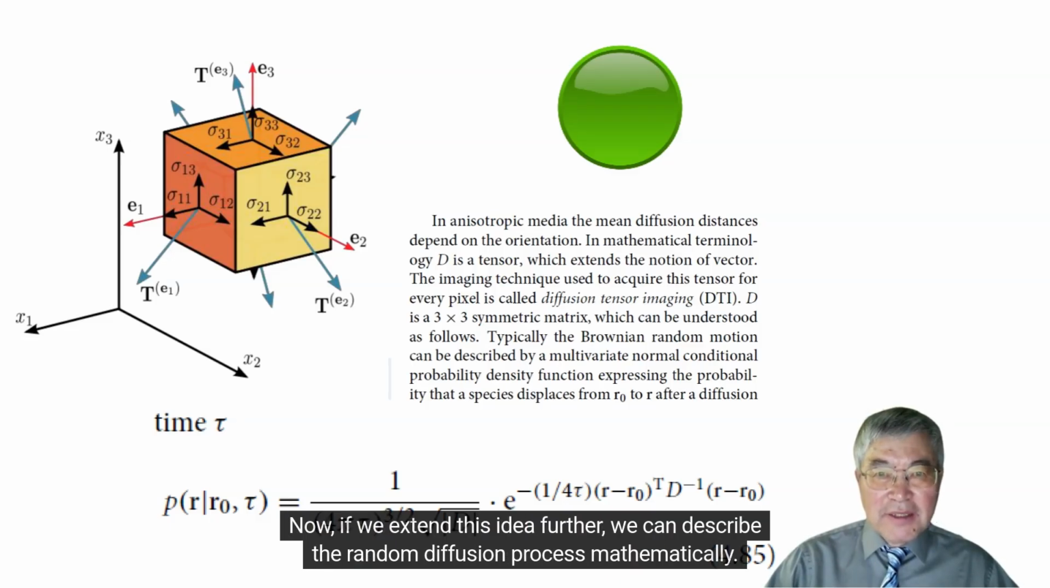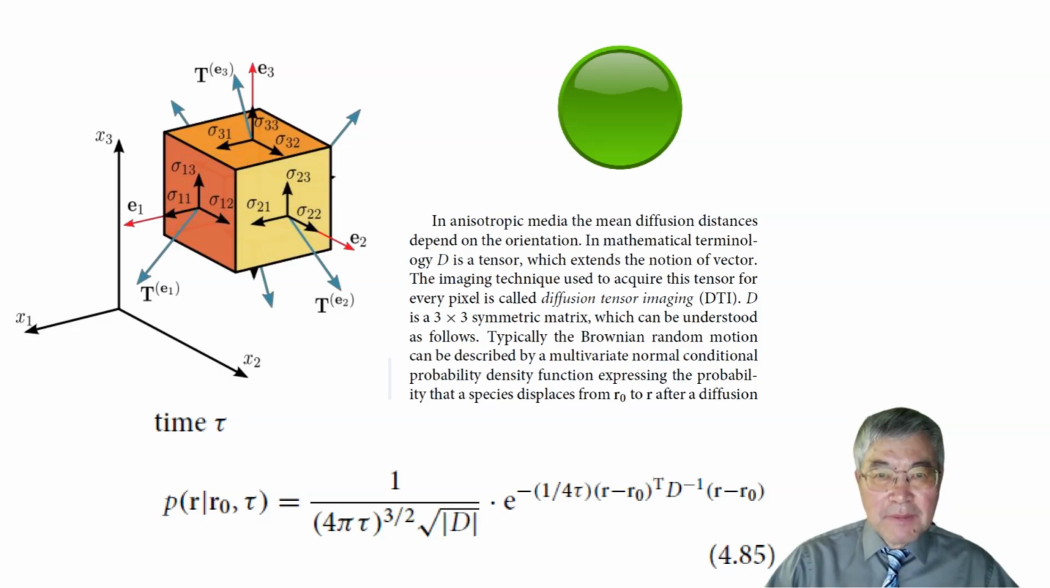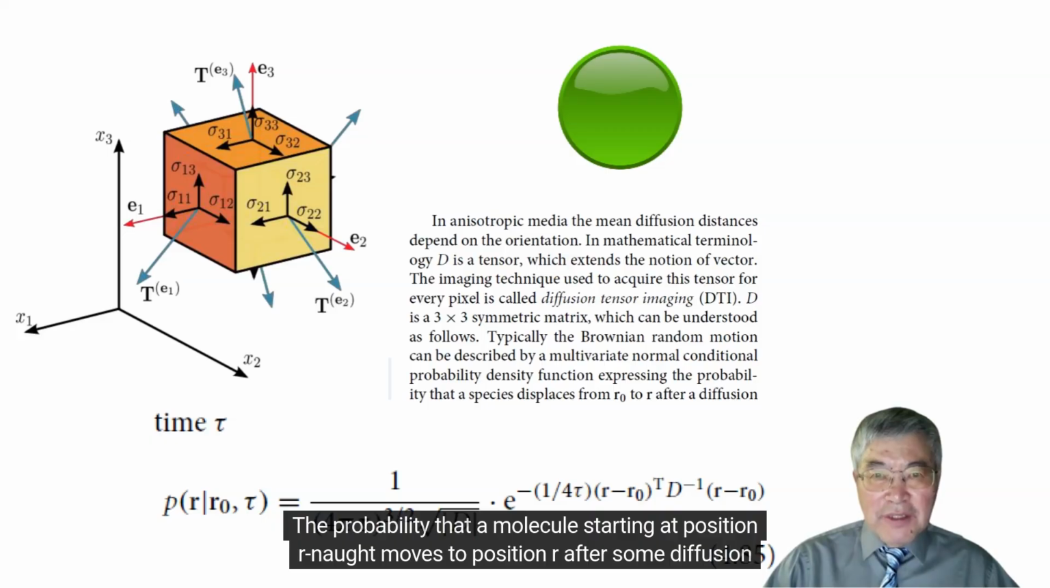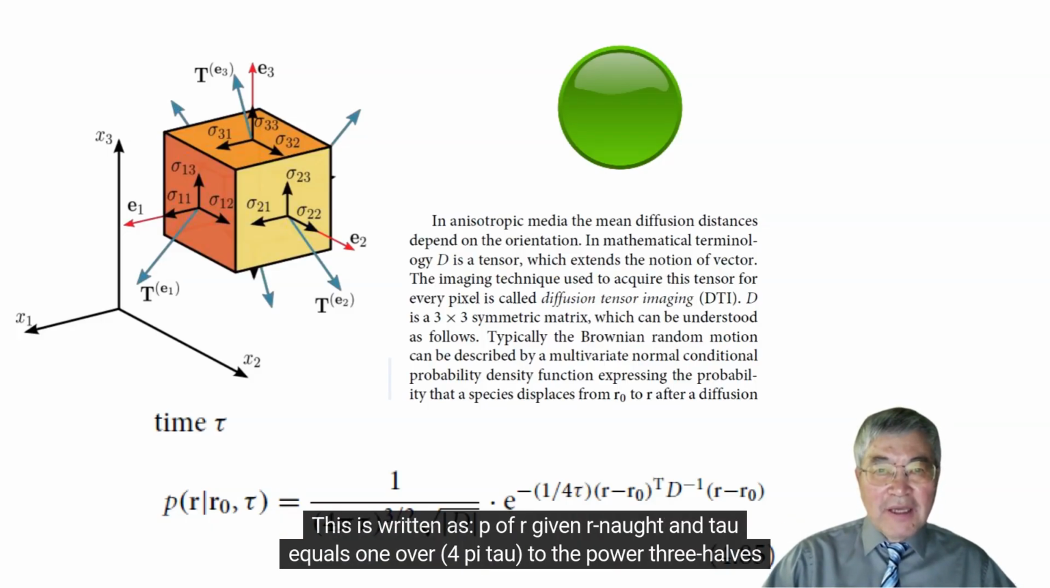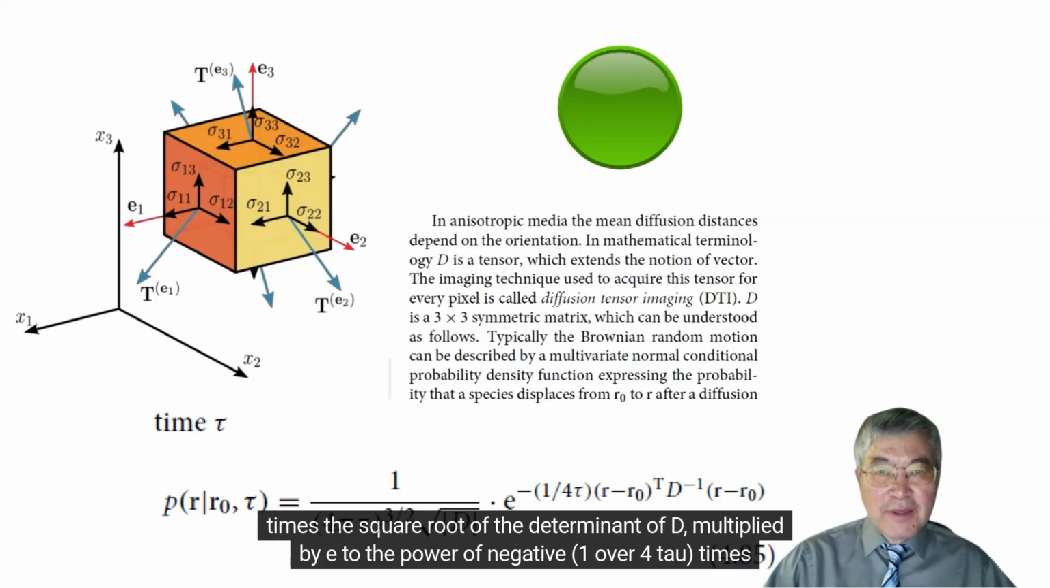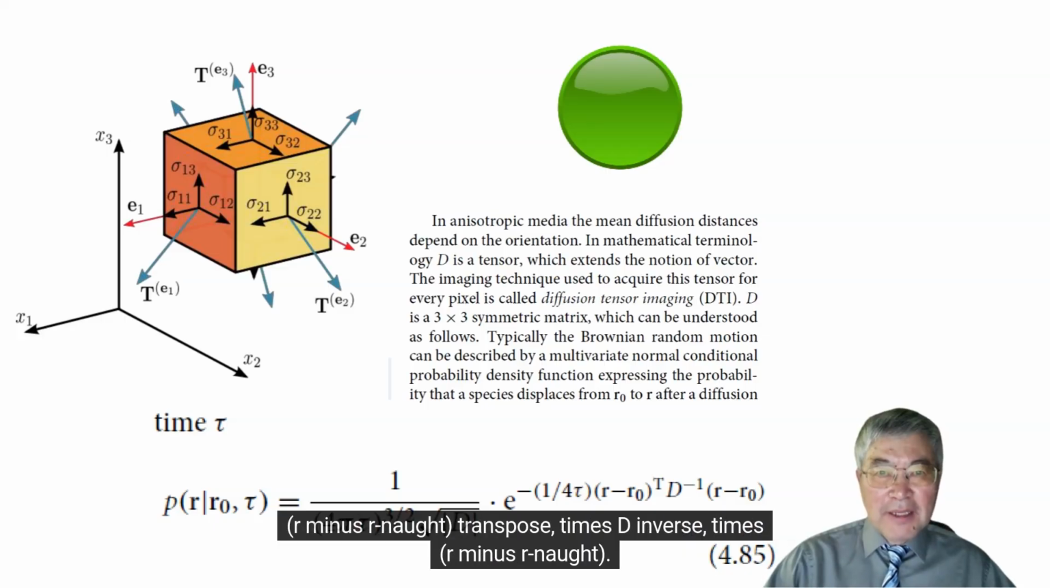Now, if we extend this idea further, we can describe the random diffusion process mathematically. The probability that a molecule starting at position R0 moves to position R after some diffusion time, tau, can be expressed using a multivariate Gaussian function. This is written as P of R given R0 and tau equals 1 over (4 pi tau) to the power 3/2 times the square root of the determinant of D, multiplied by e to the power of negative 1 over 4 tau times (R minus R0) transpose times D inverse times (R minus R0).